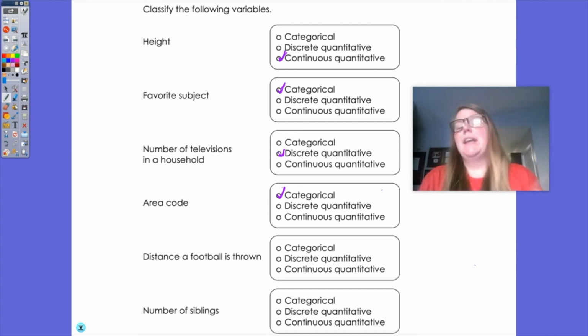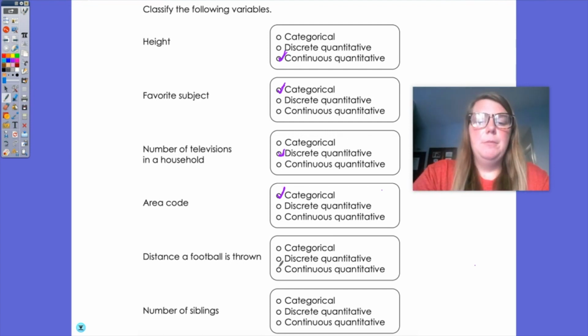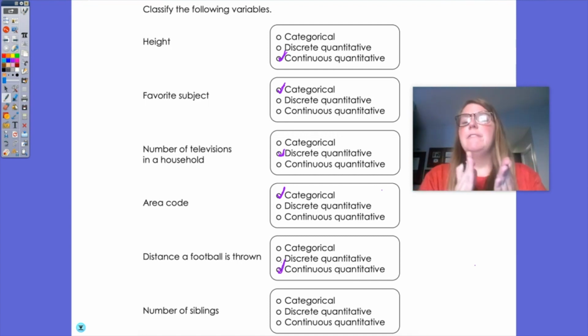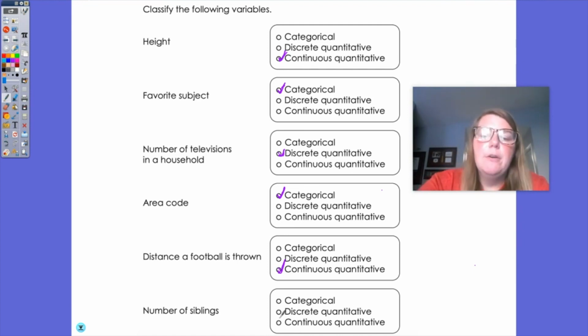Distance a football is thrown. I kind of talked about distance already. That would be continuous because there's so many different numbered distances you could have. And then the last one is number of siblings. Obviously, that would be discrete because you can only have whole numbered siblings or none.